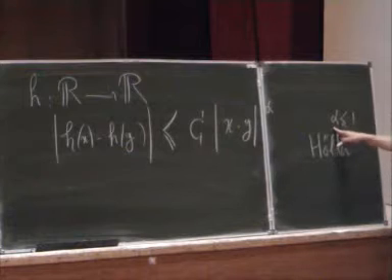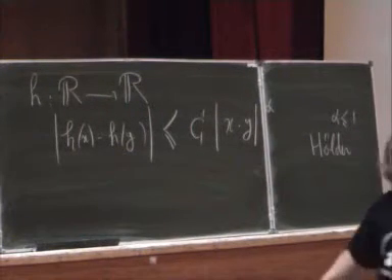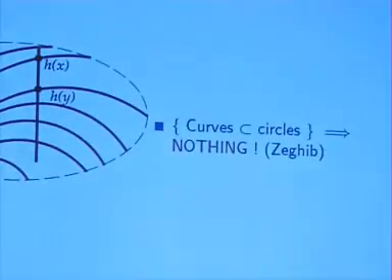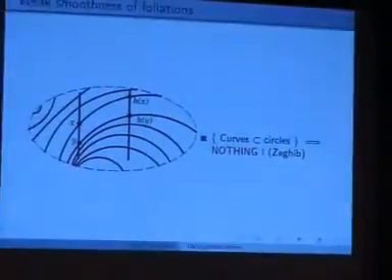When alpha is 1, it's Lipschitz. And the answer is no. This does not imply anything. And this is a theorem due to my colleague Zegib, which is not obvious at all.